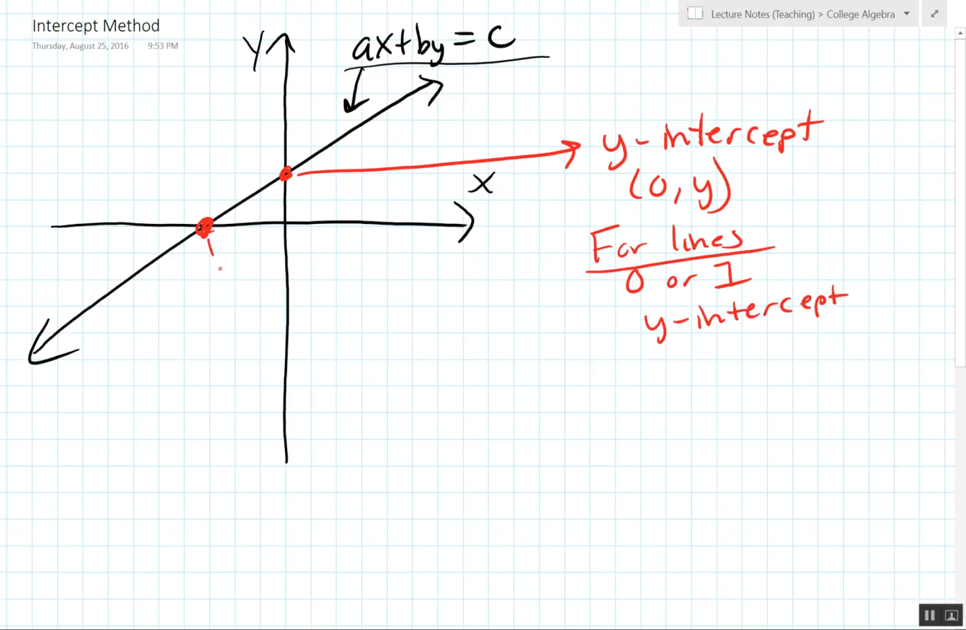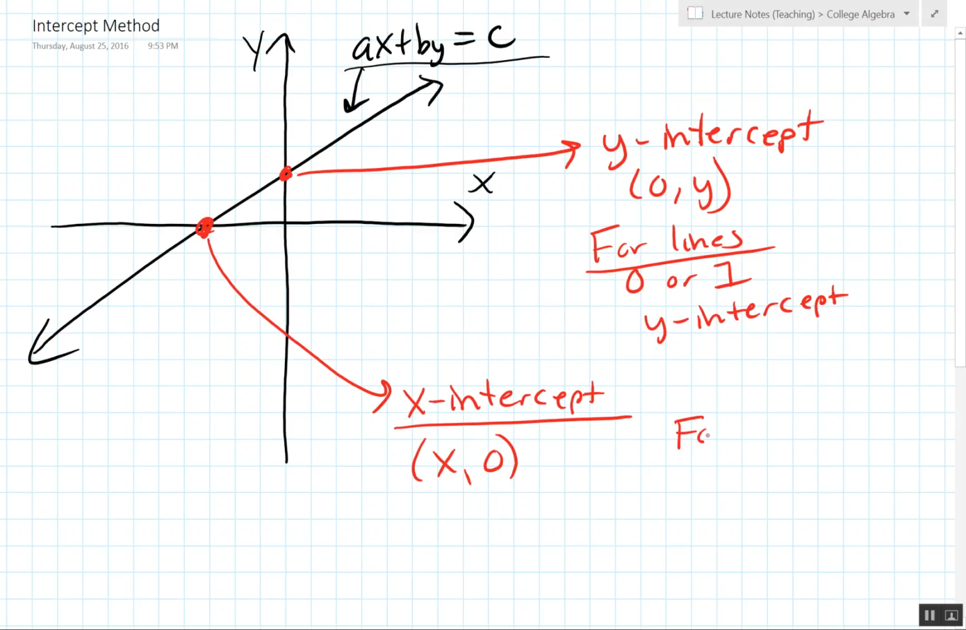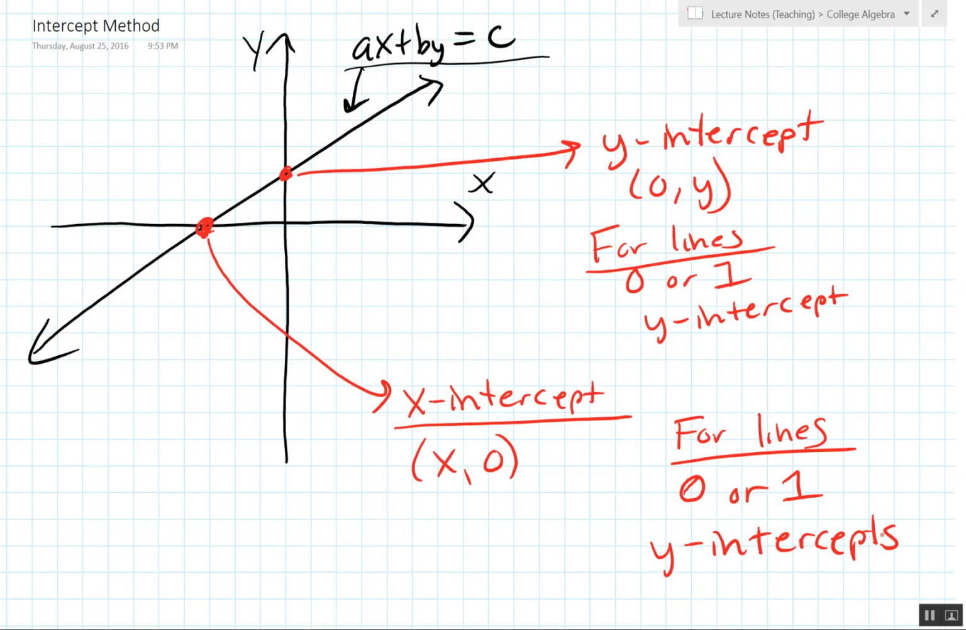And then the x-intercept is very similar. This time the y-coordinate is 0, and then you may have any value for x. And for lines, there are 1 or 0 of these. One thing I do want to note is that most lines have both a y- and an x-intercept. There are only very few special lines that have only one or the other, and we'll talk about those in another chapter.